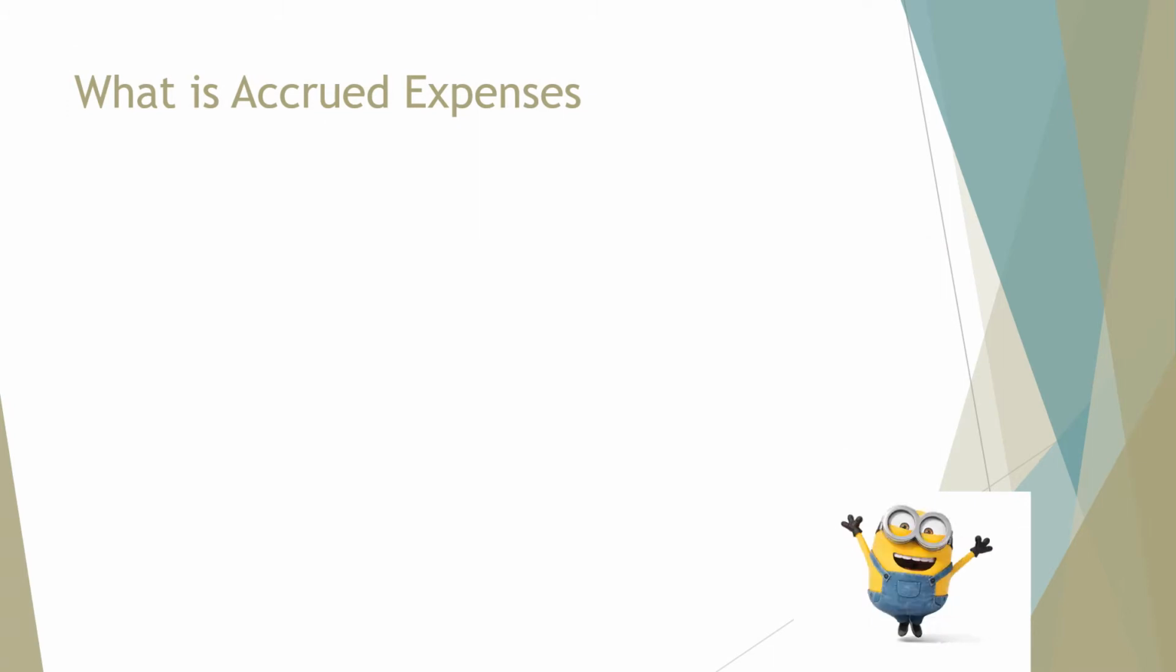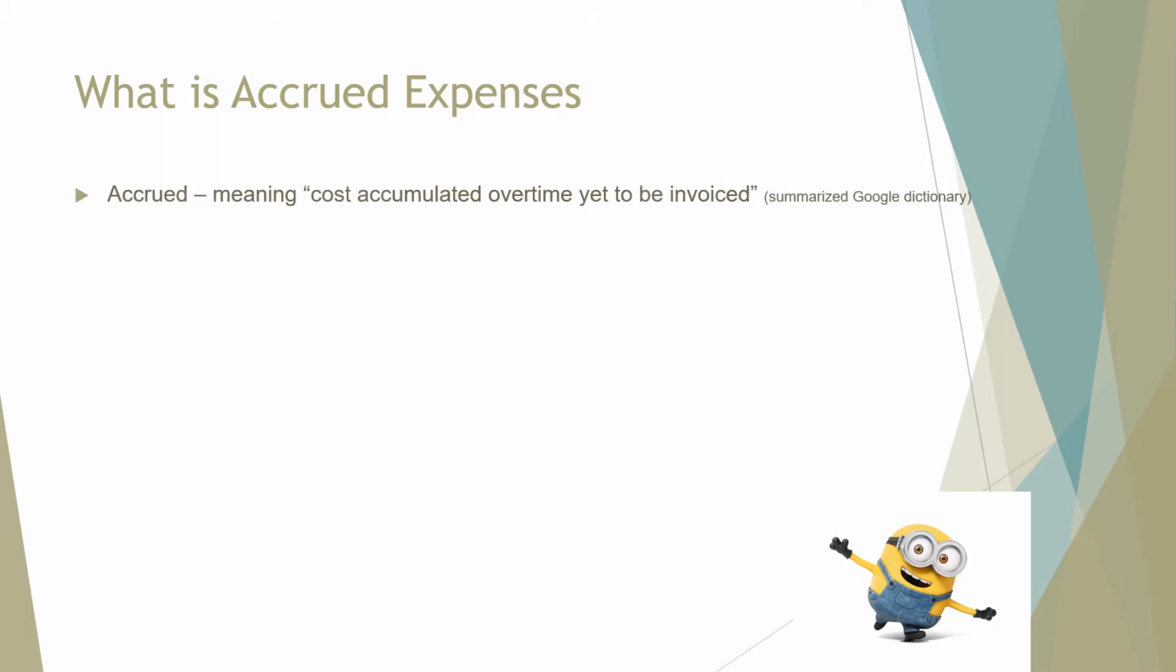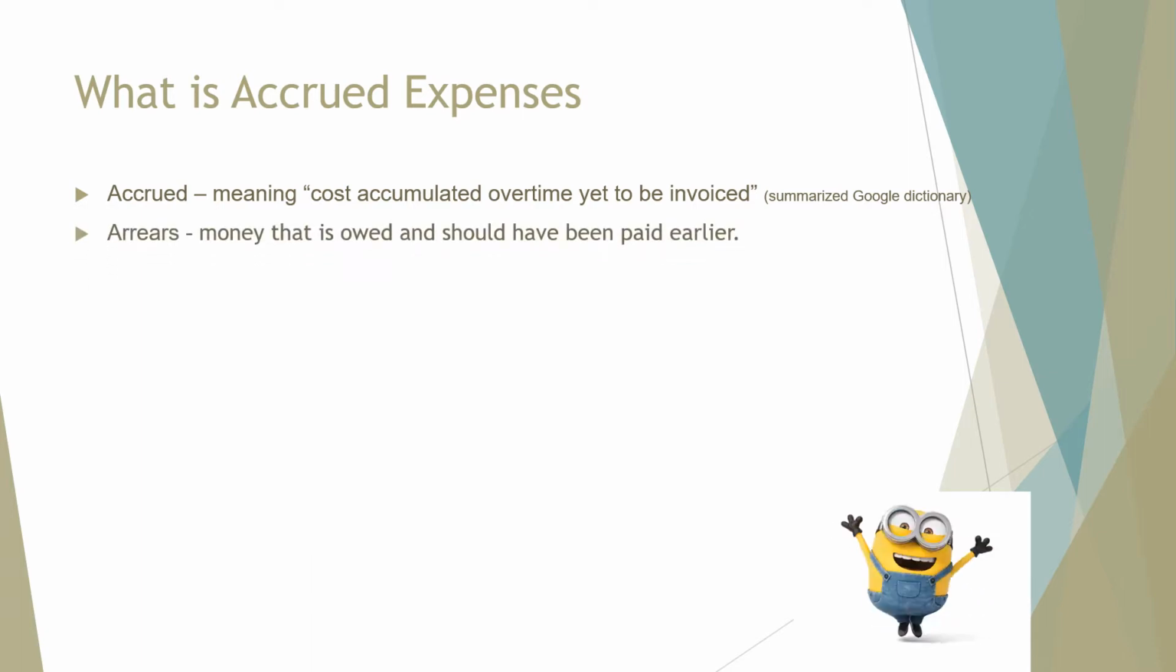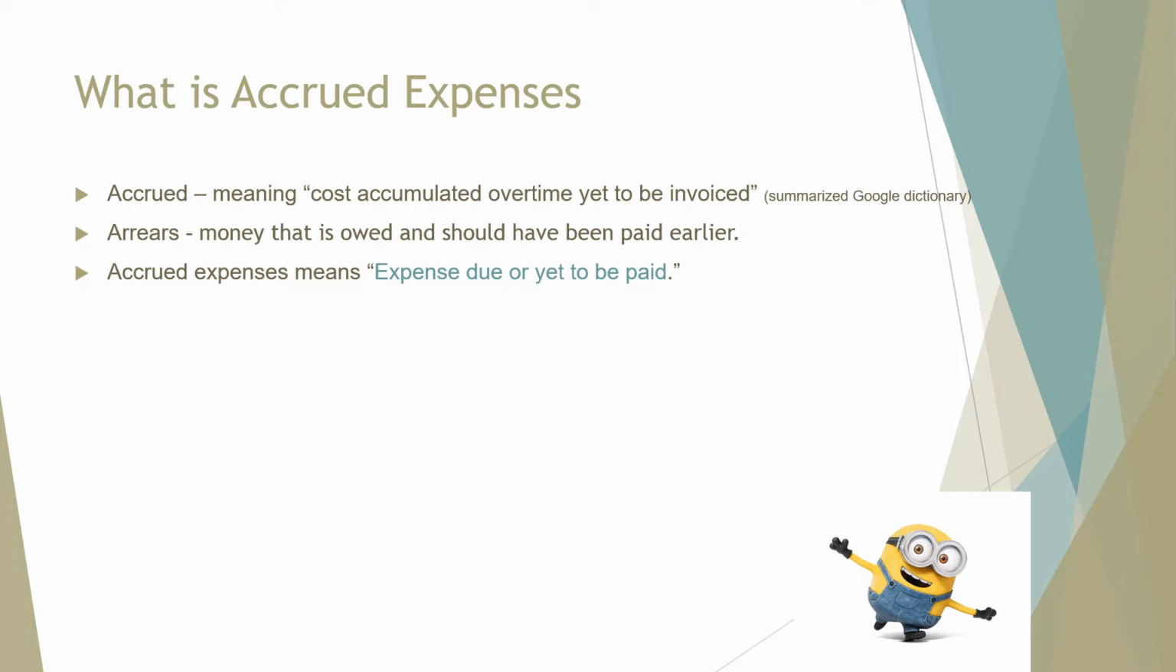What are accrued expenses? That's the first thing we have to ask ourselves. What is accrued? According to the summarized version of our Google dictionary, accrued means accumulated over time but yet to be invoiced. So there are costs that have been accumulated over time. Some textbooks use the word arrears instead of accrued: money that is owed and should have been paid earlier. Accrued expenses therefore means expenses due or yet to be paid.